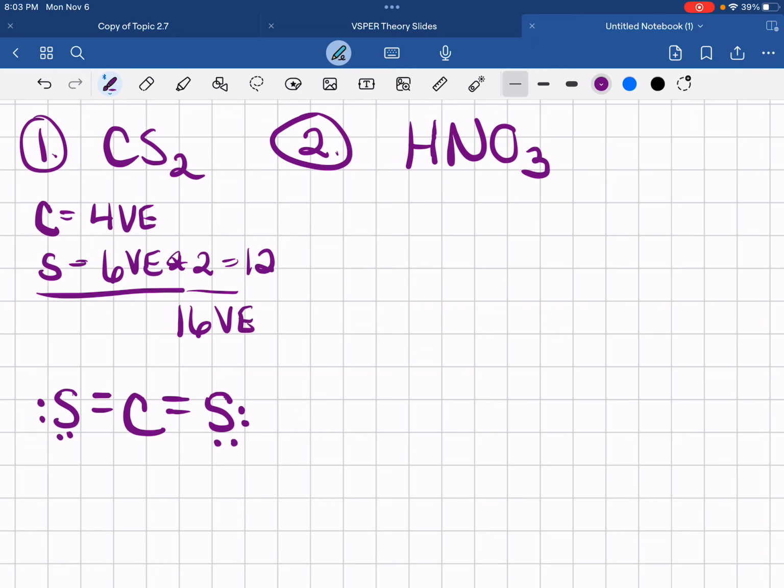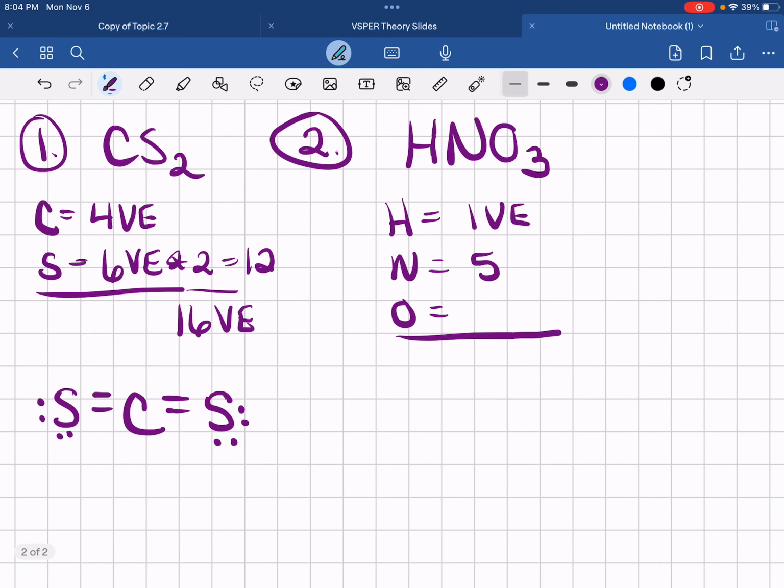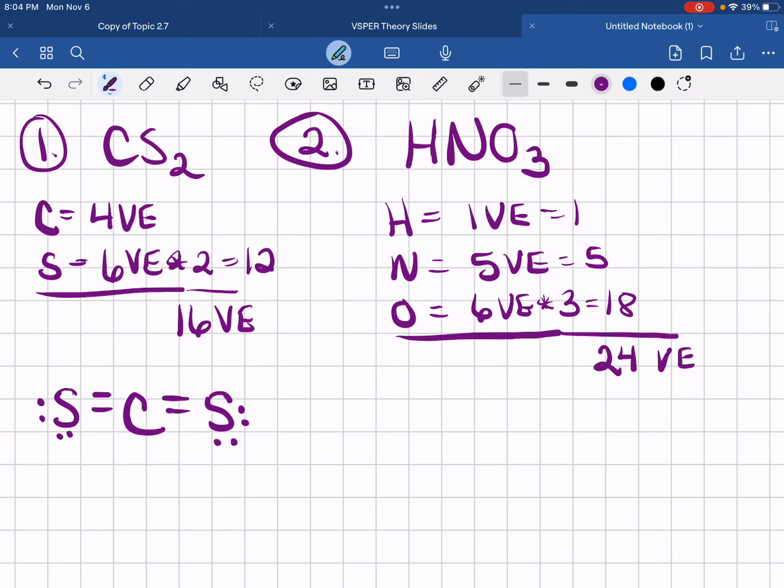Okay, so nitric acid. So we're going to go ahead and figure out how many total electrons we have to put in our bucket. So 1 valence for hydrogen. Nitrogen is in group 15, and so it has 5 valence electrons. Oxygen's in group 16, so it has 6, but there are 3 of them. So we have 18, 5, and 1. So we have 24 total valence electrons to work with.